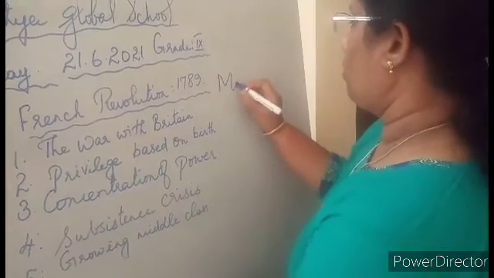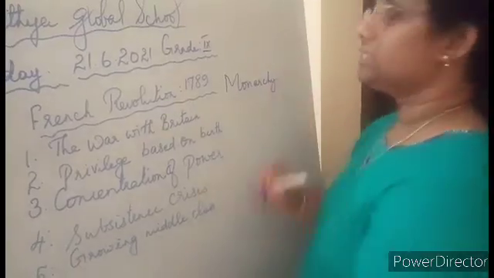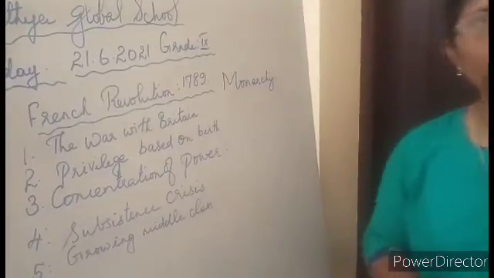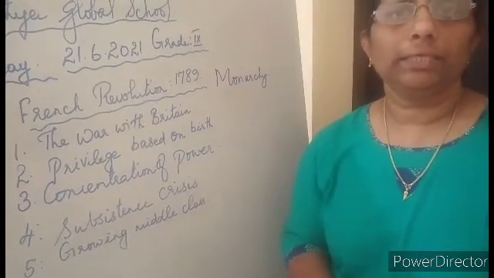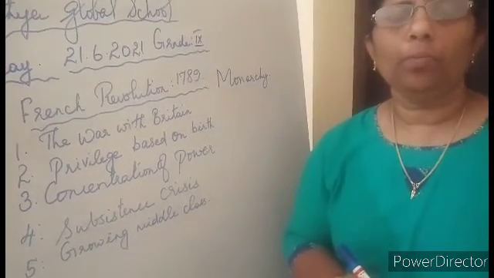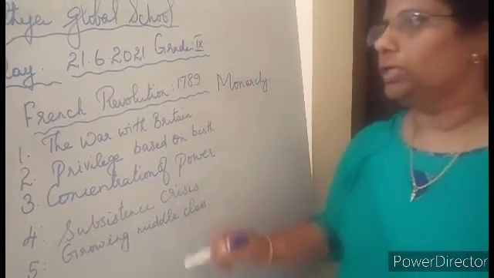Monarchy, M-O-N-A-R-C-H-Y. Monarchy means kingship. They wanted to destroy monarchy and get freedom from the monarchical form of government. Clear, children? You just go through these points.